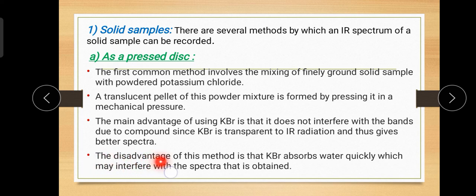The main disadvantage of this method is that KBr absorbs water quickly, which may interfere with the spectra that is obtained. That means KBr has a property to absorb water quickly, and if there is water while recording the sample, then our spectra get disturbed and we are not able to obtain the proper spectra. So this is the disadvantage of using KBr.